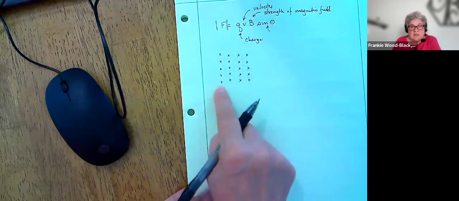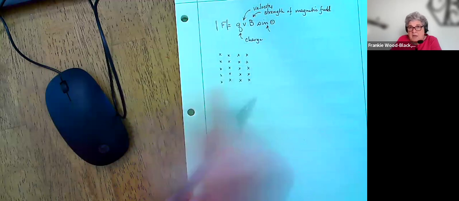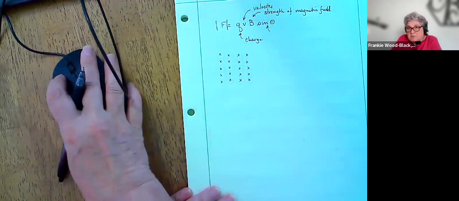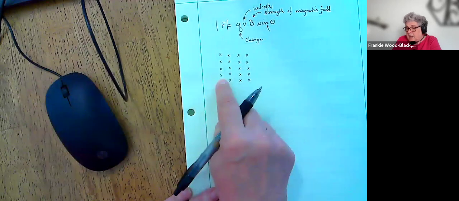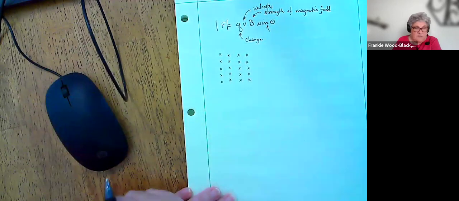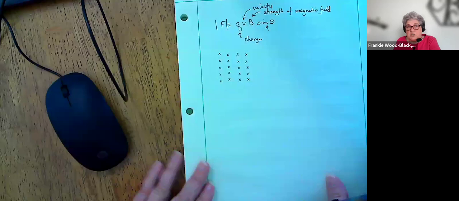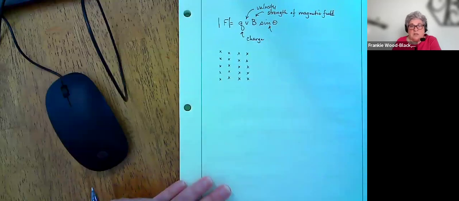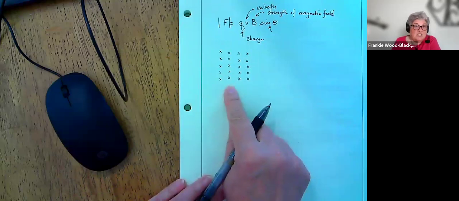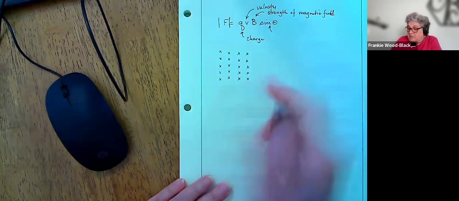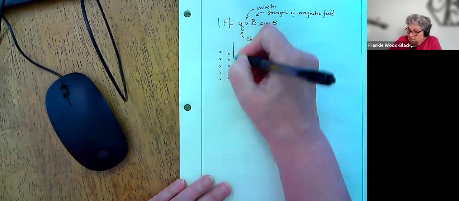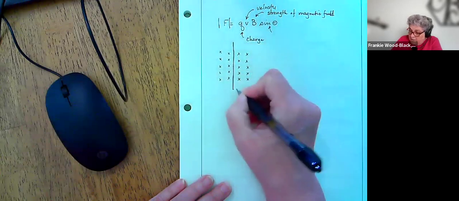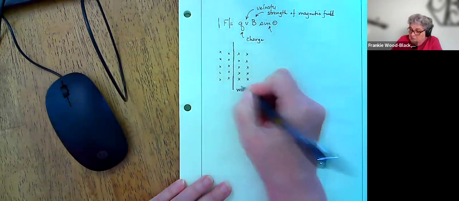We also said that x's are going to be into the page and dots are coming out of the page. And then we showed a variety of videos yesterday to give you an idea of what was happening. Now, unless we're doing a GC mass spec or something else, most of the time we're dealing with a wire. So I'm going to put a wire here into my magnetic field.